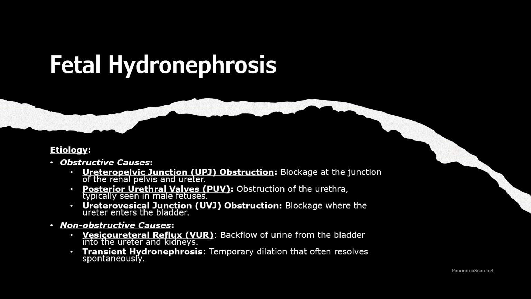Vesicoureteral reflux. This condition involves the backflow of urine from the bladder into the ureter and kidneys, which can lead to renal pelvis dilatation and hydronephrosis. Hydronephrosis as well can be a transient hydronephrosis, which is temporary and often mild dilatation of the renal pelvis that typically resolves on its own as pregnancy progresses. Understanding the cause of hydronephrosis is critical for determining the appropriate management and monitoring strategies during pregnancy.